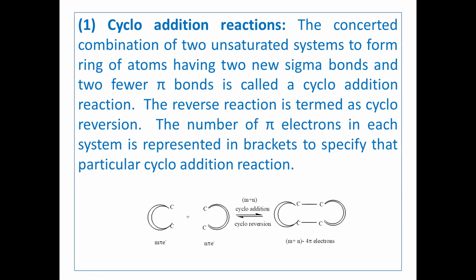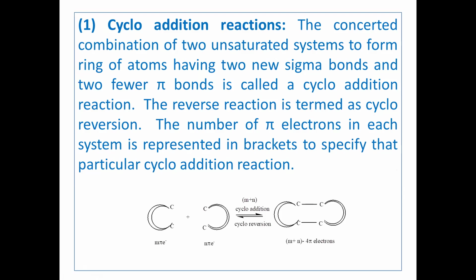Here two reactants are involved. If one reactant contains m pi electrons and the other reactant contains n pi electrons, the product contains m plus n minus 4 pi electrons with two new additional sigma bonds. That means two pi bonds are converted into two new sigma bonds in the product. So this is one type of pericyclic reaction.